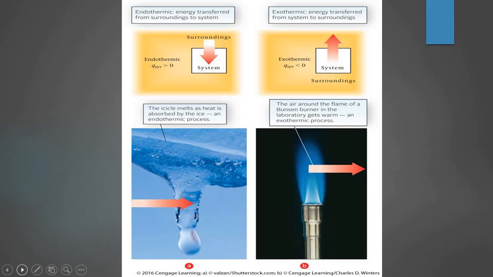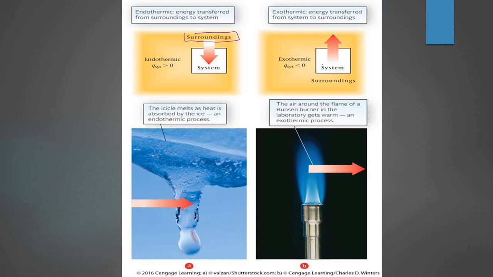So we're talking about endothermic reactions. Again, it's all about the system and the surroundings. In endothermic, the heat is transferred from the surroundings into the system. For example, an icicle melting as heat is absorbed by the ice is an endothermic reaction. The ice is absorbing heat, causing it to melt. The particles themselves are absorbing heat, which is endothermic.